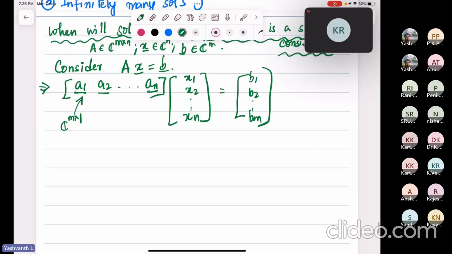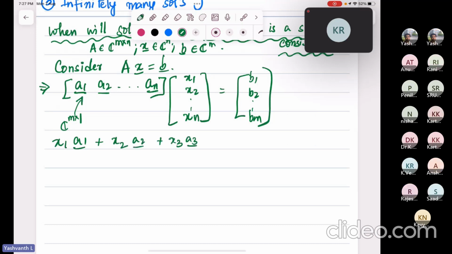Now what is this? It is nothing but saying x1 times the a1 vector plus, note, x1, x2, and so on till xn are all individual scalars, but a1, a2, and so on till an are all vectors. So this is nothing but x1 a1 plus x2 a2 plus x3 a3 and so on till xn an equal to the b vector.